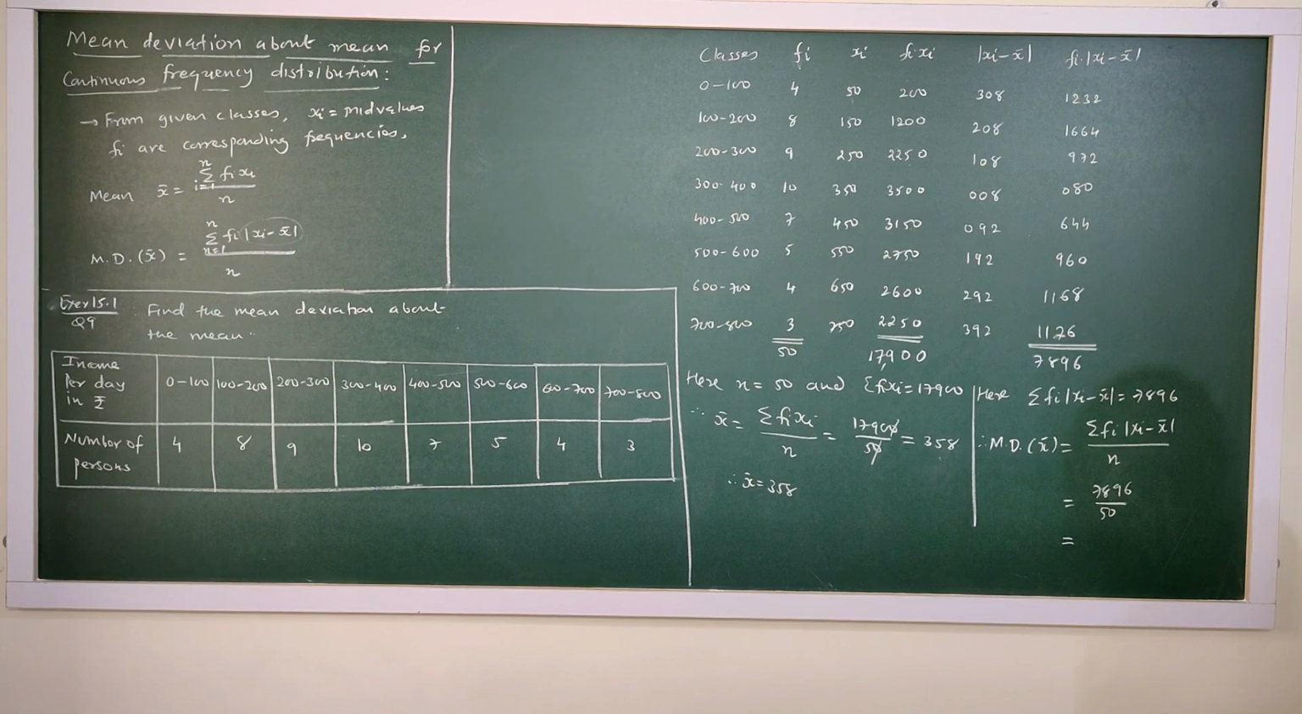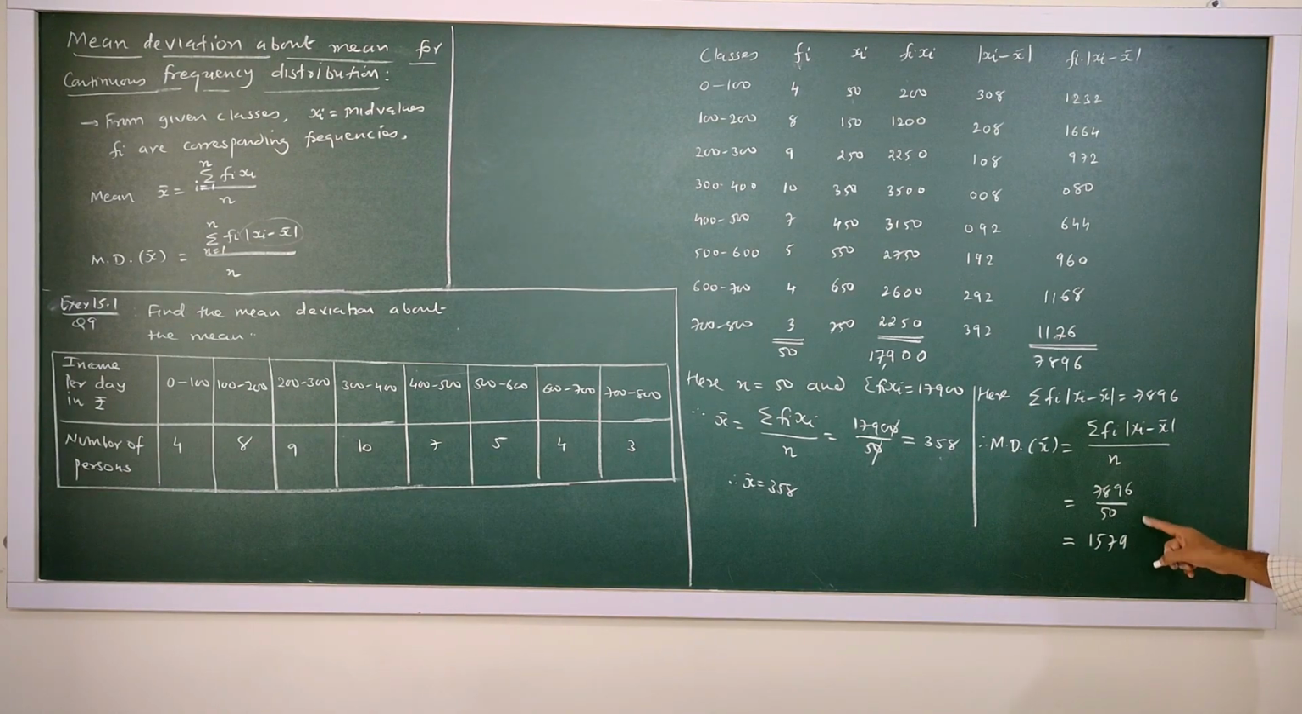So this will be 5 into 1, 5, 2 is left. 5 into 5, 25, 3 is left. 5 7s are 35, 4 is left. 5 9s are 45, 1 is left. 5 into 2, 10. So here 157.92. This is mean deviation from mean.